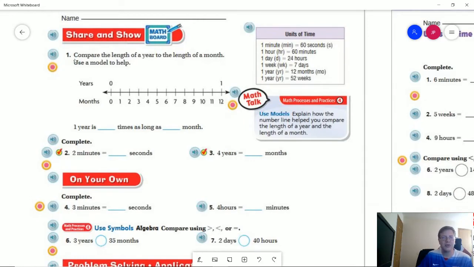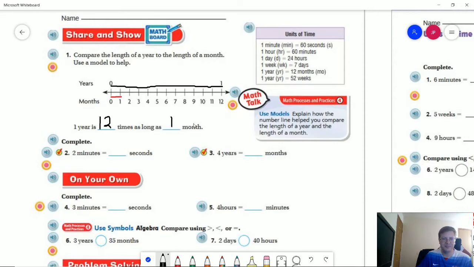So we are going to compare the length of a year to the length of a month in our chart and show number 1. So we could say that we are drawing a line all the way across to here. And then on the bottom, we will draw a line from here to here. And we could shade these in to see. And so a year is going to be 12 times as long as 1 month.